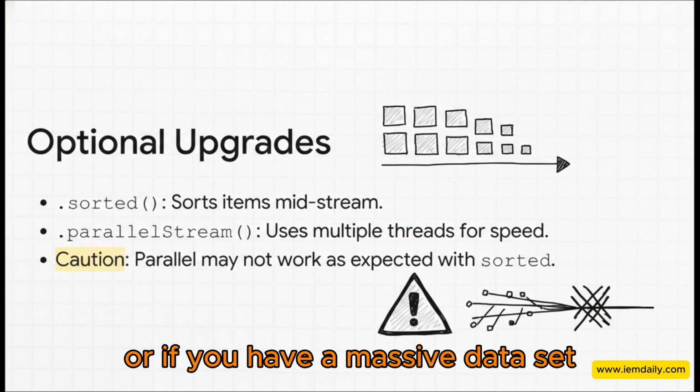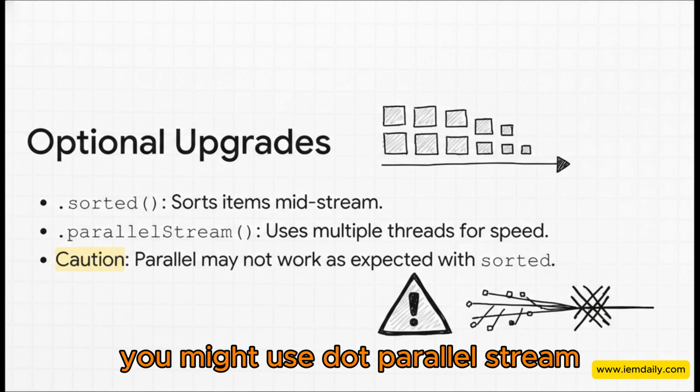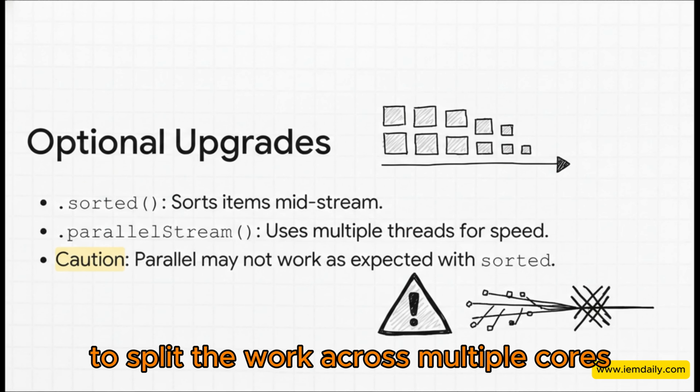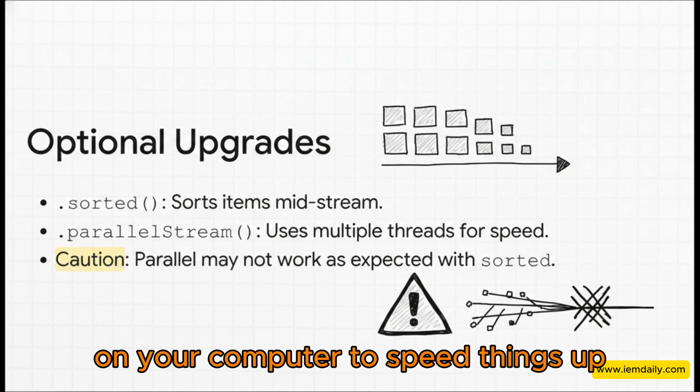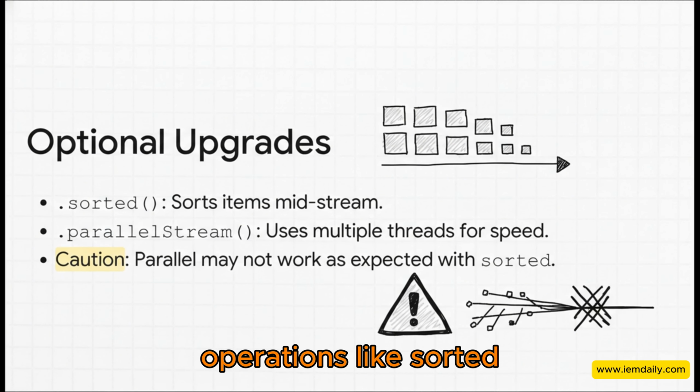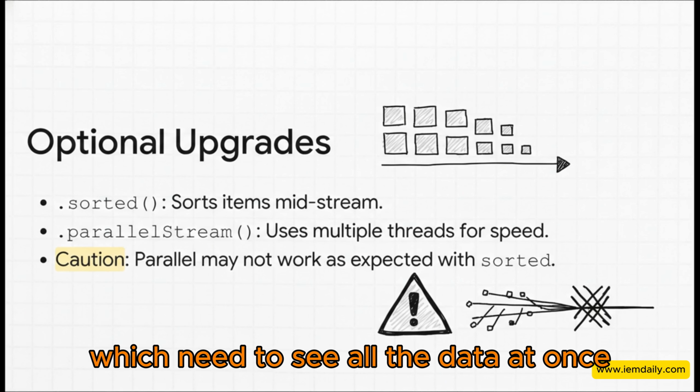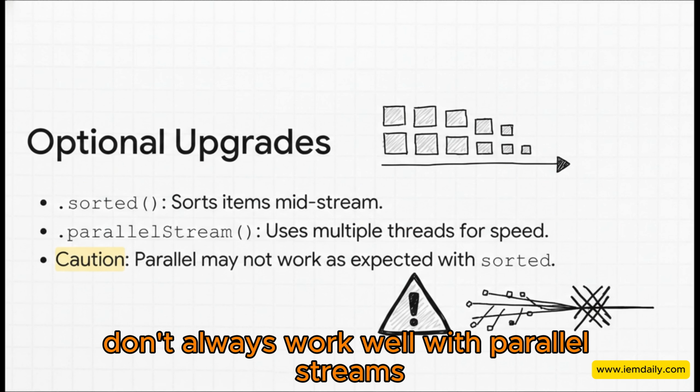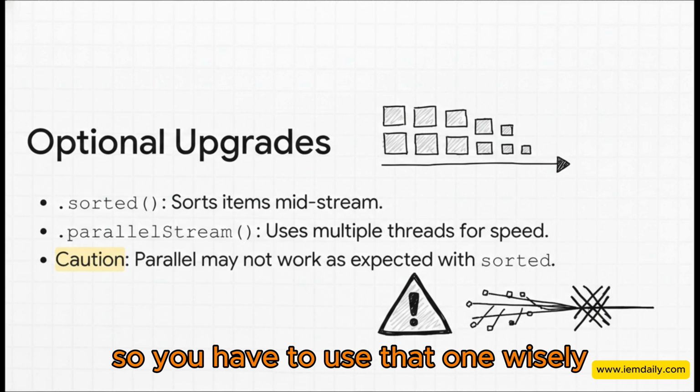Or if you have a massive data set, you might use .parallelStream to split the work across multiple cores on your computer to speed things up. But just a word of caution, operations like sorted, which need to see all the data at once, don't always work well with parallel streams, so you have to use that one wisely.